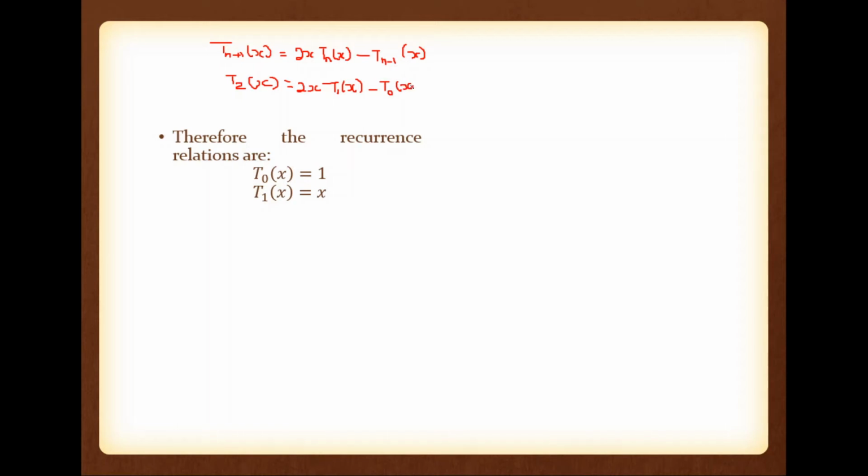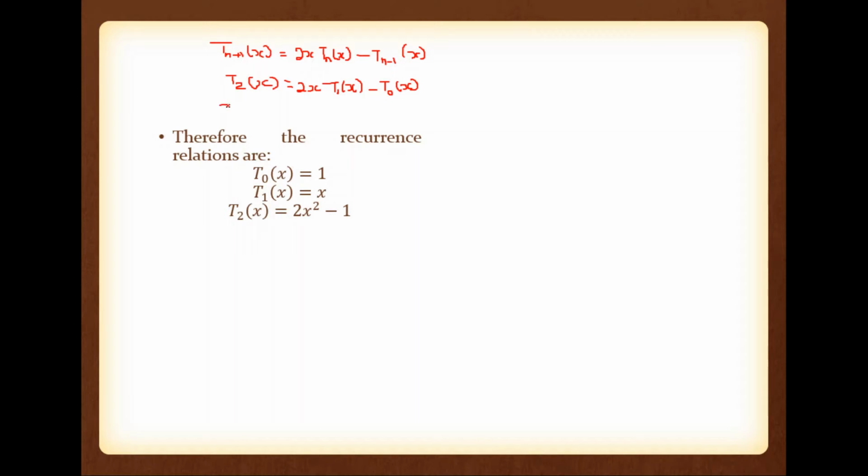Now my question is, what is T1? T1 we already have, that is x. So T1 of x is x. So 2x into x, this part will become 2x square. Minus, what is T0 of x? That is 1. So T2 of x is equal to 2x square minus 1. Is it okay?